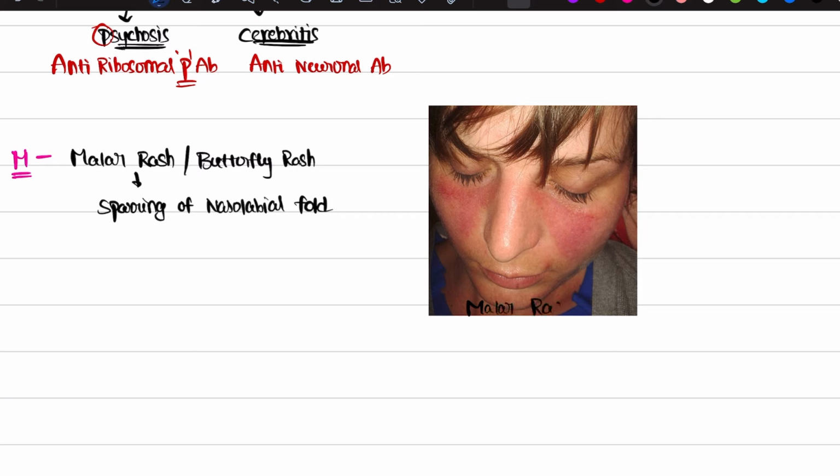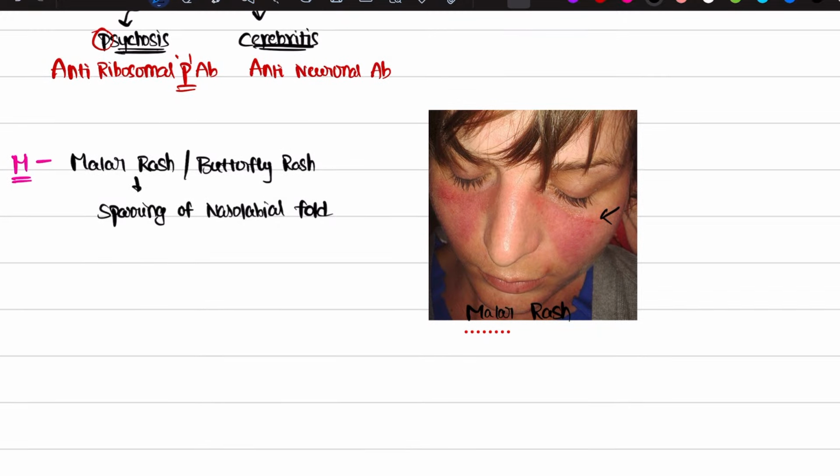Malar rash. I'm just putting an arrow mark so you can remember it easily. Malar rash is only seen in acute cutaneous lupus. There are two types of cutaneous lupus: one is acute and the other is chronic. In acute lupus, we can only see a malar rash. In chronic lupus, we can see a disc-shaped rash. That is a different thing. First we are just going to study the malar rash.